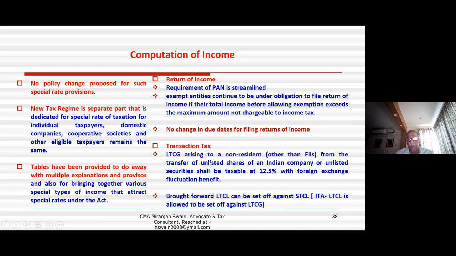Transaction tax, they made it in line with long-term assets. Already I told you, in the Finance Act 2023, transfer of property, land and building without indexation is 12.5%. So they extended it to the long-term capital gain arising to non-residents other than financial institutions from the transfer of unlisted shares in India. So 12.5% they made it. Another very important point is brought forward: a long-term capital loss can be set off against short-term capital gain. It was not there, so they made it in the new provision.